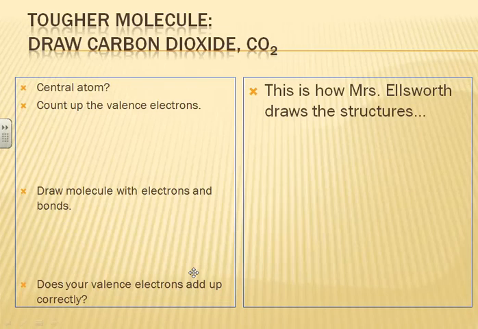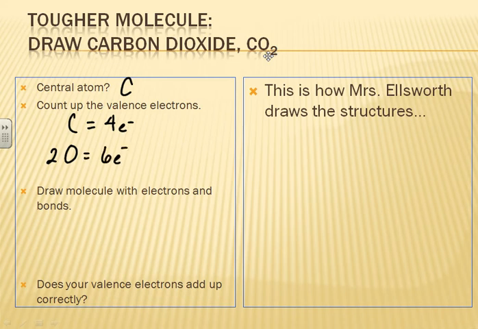Okay, let's look at carbon dioxide up here. Carbon dioxide, what's the central atom? Well, we look for the least electronegative, so that is definitely going to be carbon. Okay, count up the valence electrons. Carbon has 4 electrons on it. Oxygen has 6 electrons on it, but there are 2 of them, so we multiply that by 2, so there's 12 there, plus the 4 more, so it's a grand total of 16 electrons.